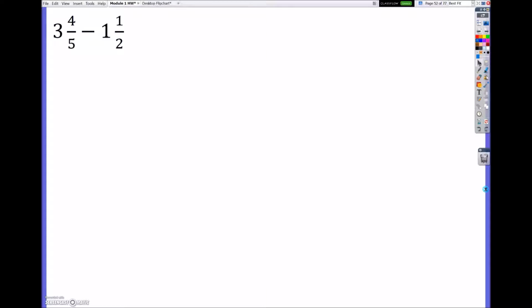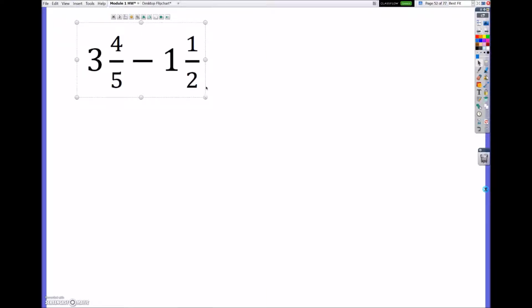So I chose this one. It looks a little bit trickier because it has the whole number. And what I strongly recommend is whenever you have these, always turn them into improper fractions. You don't always need to, but this rule will help you no matter what kind of fraction you have.